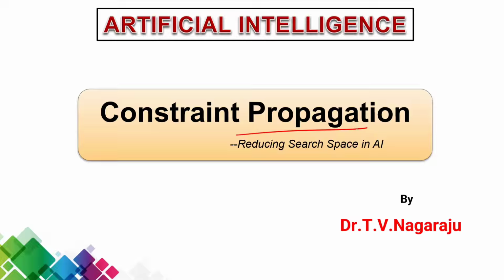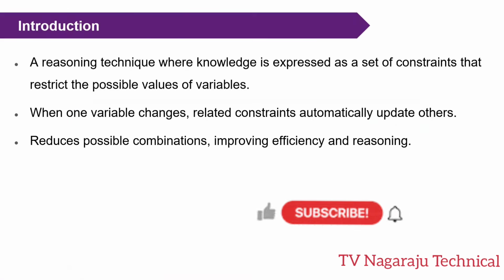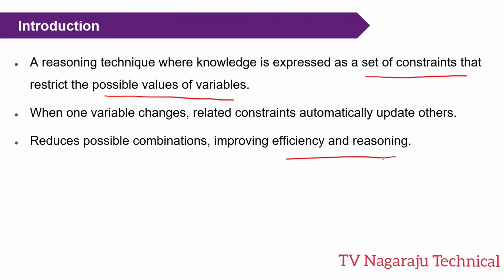So, before discussing constraint propagation, we already know the different ways of representing knowledge. Once we represent the knowledge, along with the representation, if we add some set of constraints, then what happens? Automatically the possible values of the variables are reduced. If the possible values are reduced, then it is very easy to produce the result. Automatically the efficiency and reasoning also increase.